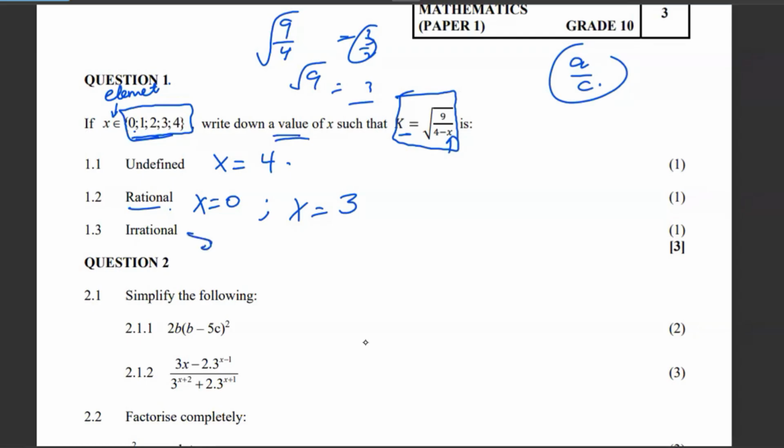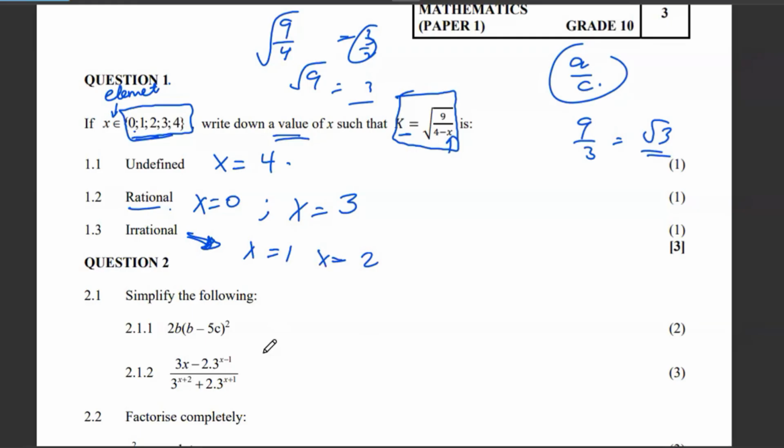And then if it's irrational, meaning that we must get anything else other than a rational number. So if we replace x with 1, we're going to have the square root of 9/3, which must give us the square root of 3. That's irrational. Perfect. If you replace x with 2, that is also giving us irrational. Remember, we need just one.